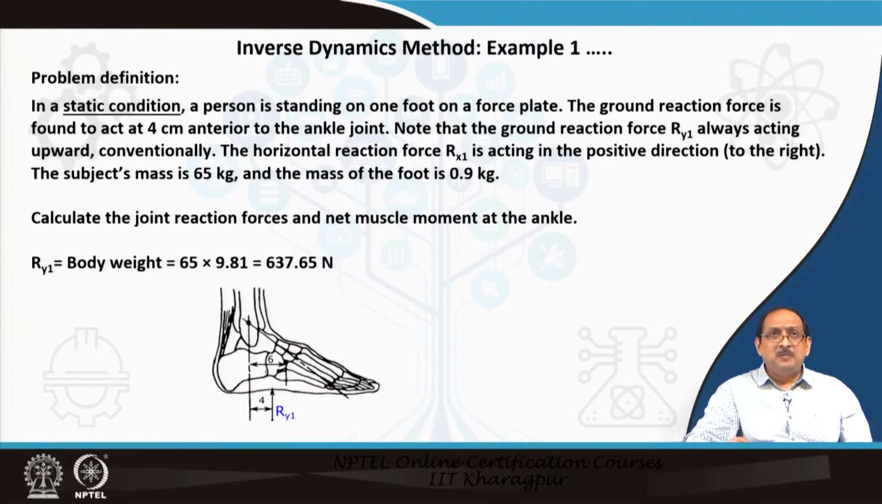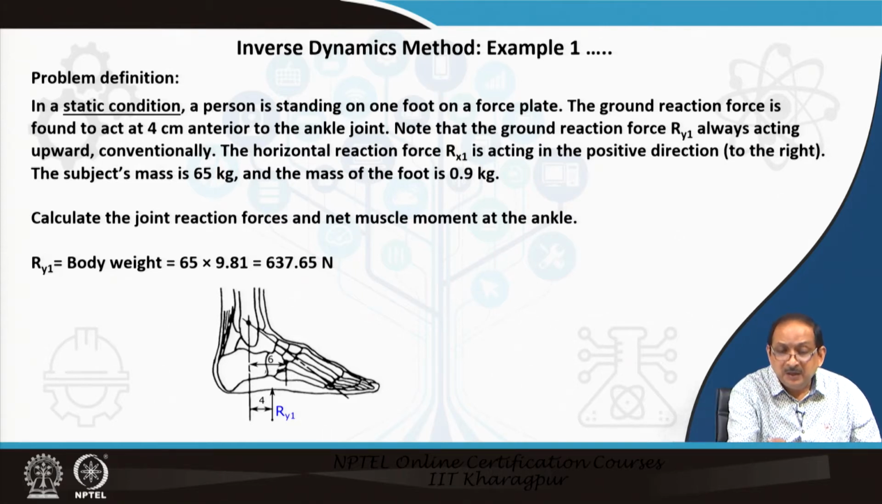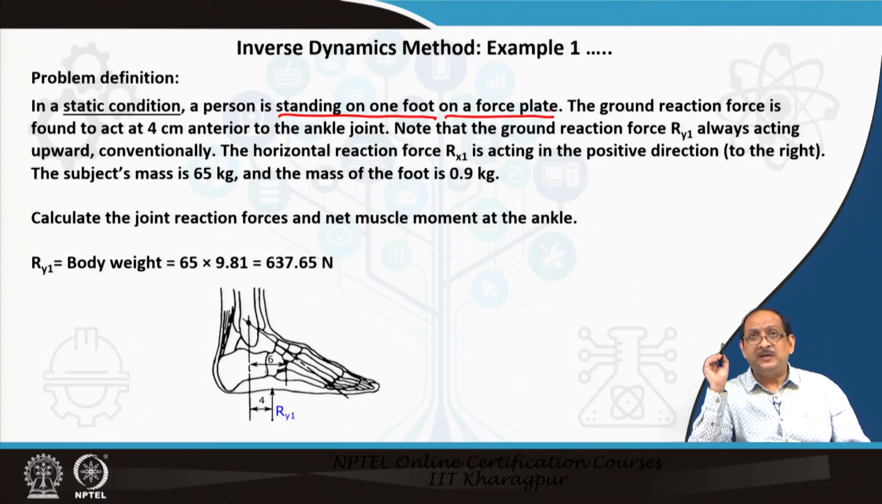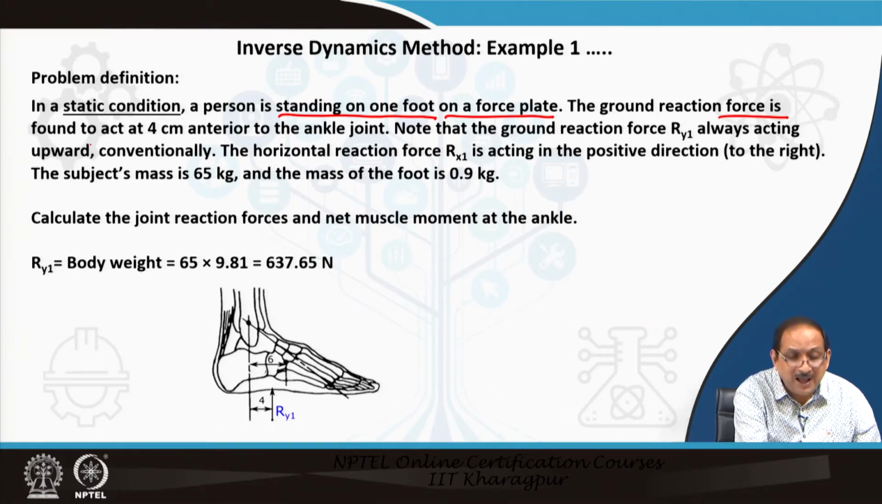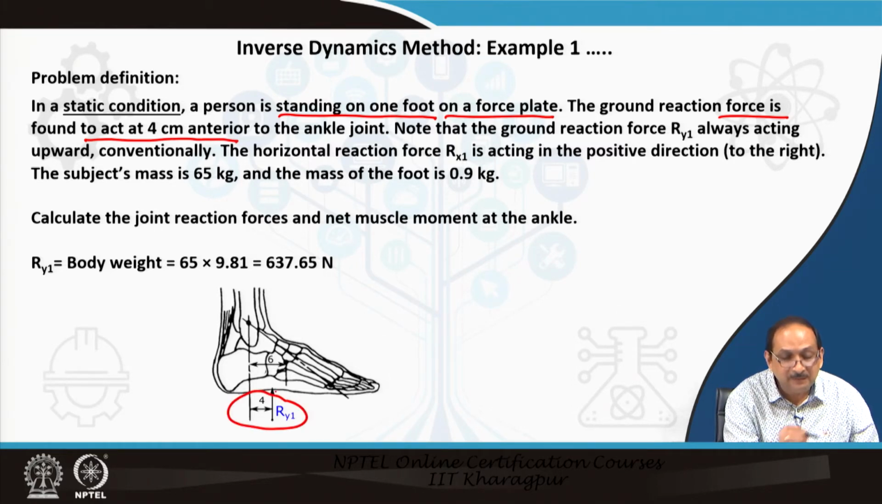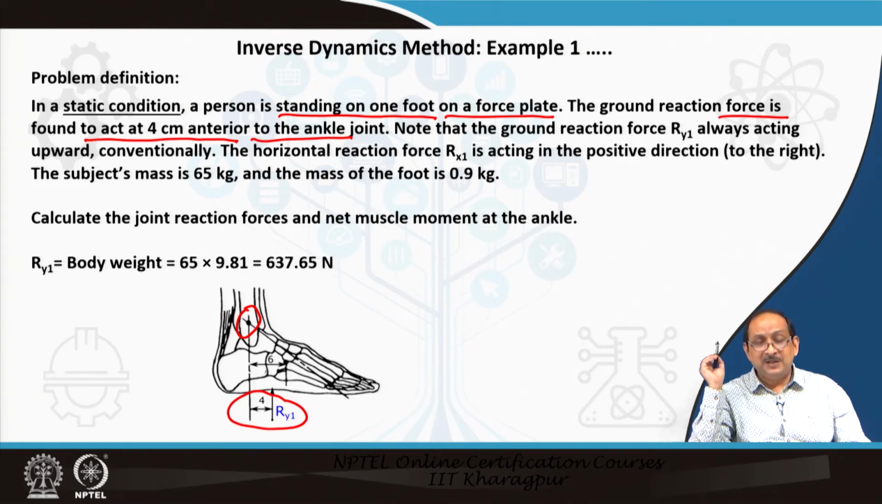Now, let us come to the problem definition of example number 1. We first assume that this is a static problem. So, we assume a static condition and a person is standing on one foot on a force platform or a force plate. The ground reaction force is found to act 4 centimeter anterior to the ankle joint. The ankle joint center is indicated and I had rounded it off.